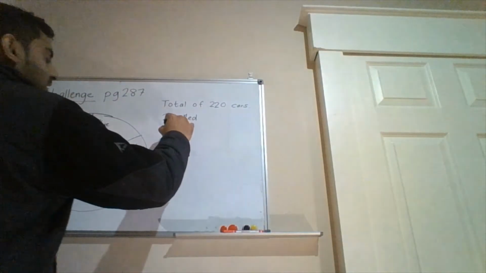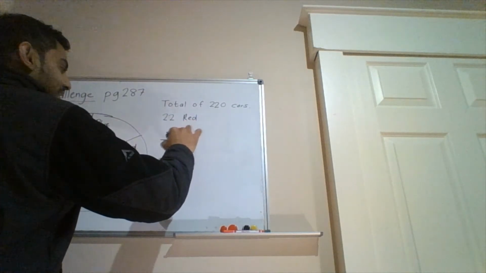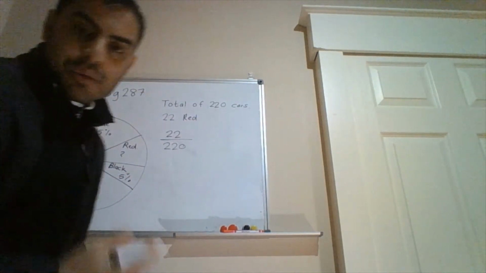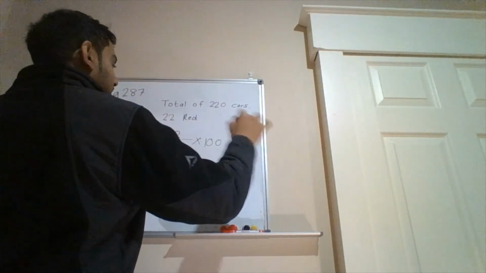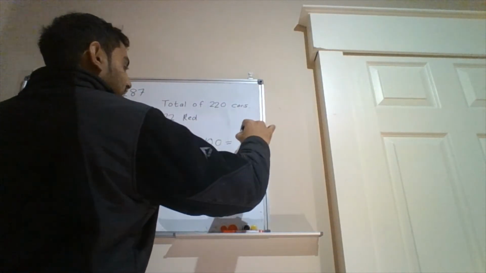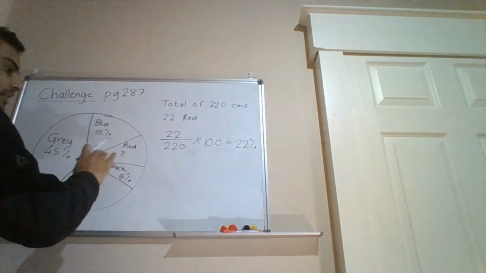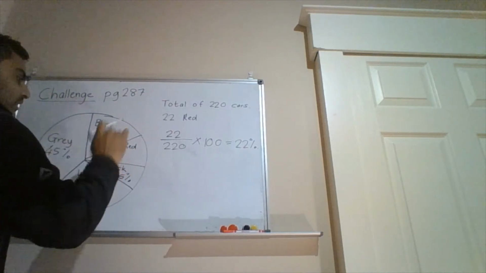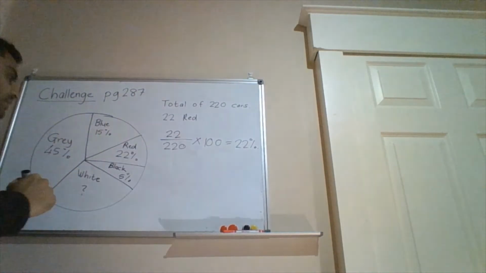We'd say that the fraction of red cars is 22 out of 220. And if we want to get the fraction to a percentage, we just times it by 100. And that would give us 22%. Okay, so for red, the percentage is 22.